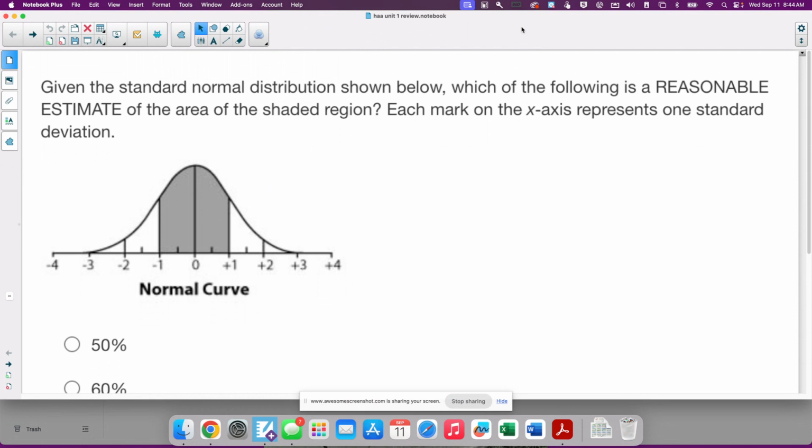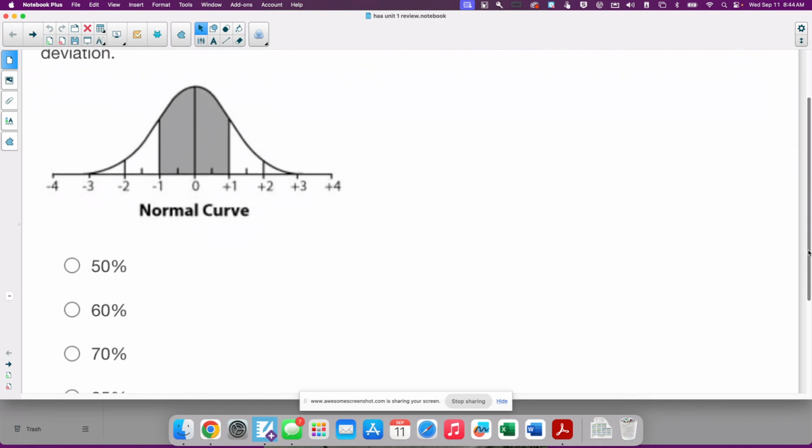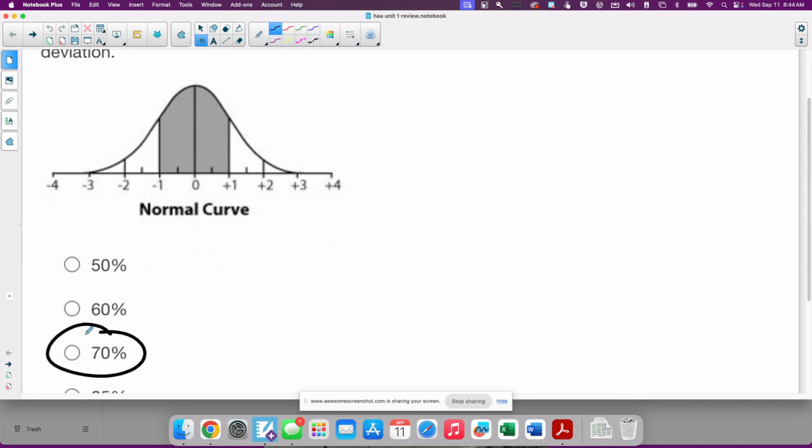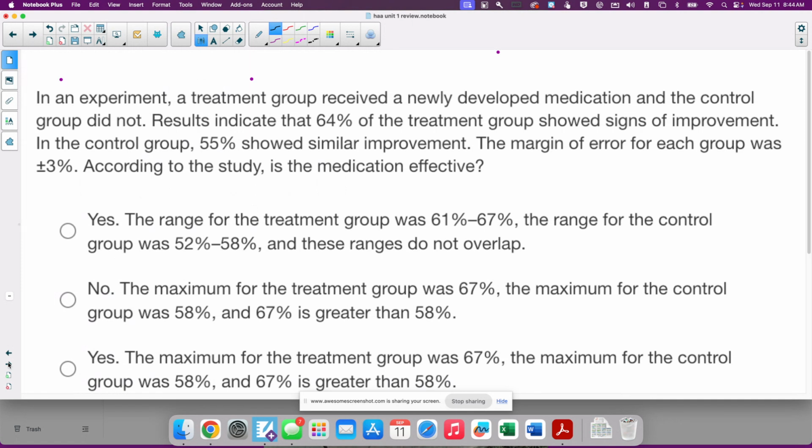So for the first one, you're giving an estimate of the area shaded. It looks like it is shading 1 standard deviation above and below. Based on our empirical rule, 1 standard deviation is usually about 68%. Again, that's a rounded thing. So the closest answer at this point is 70%. Good to go.